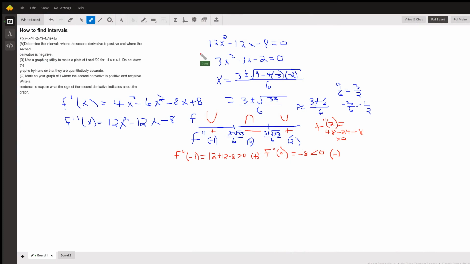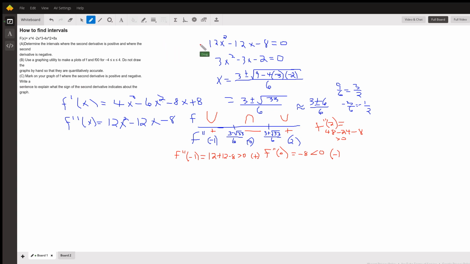Okay, so it sounded like you had an issue determining where the second derivative is positive and where it's negative. So here is the second derivative, 12x squared minus 12x minus 8. We'd like to know when that equals 0. What we're doing is testing for concavity of the original function and identifying possible points of inflection.